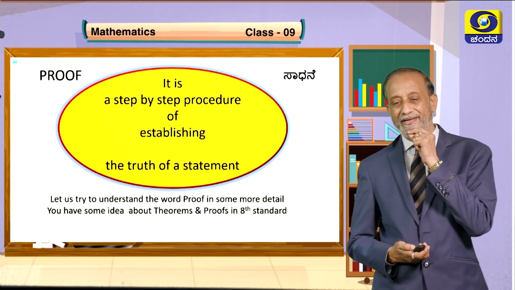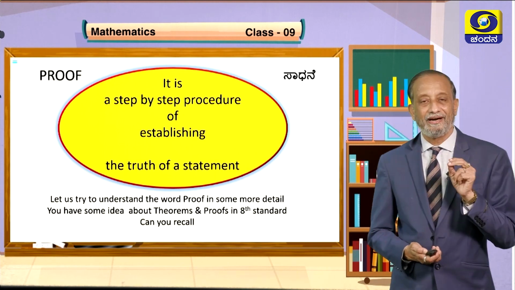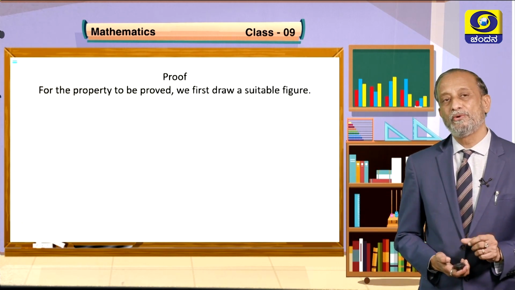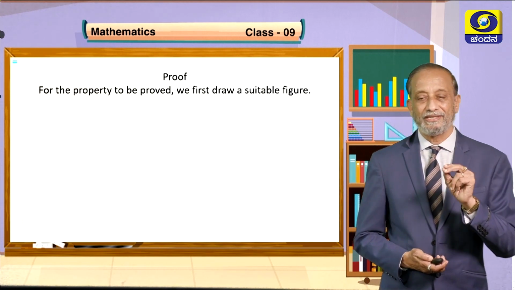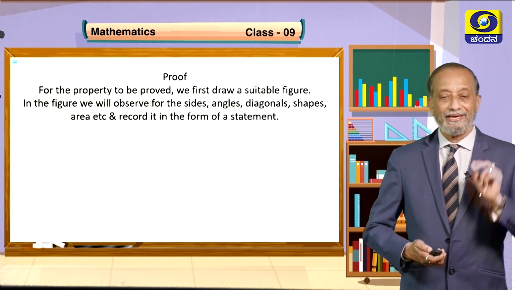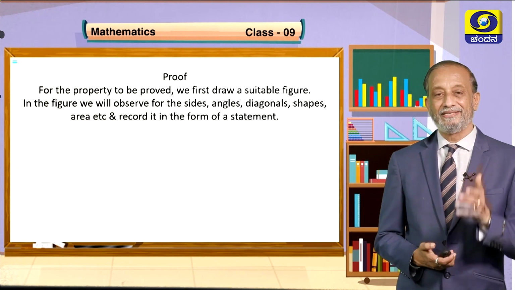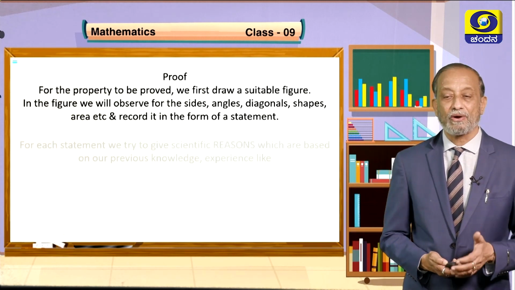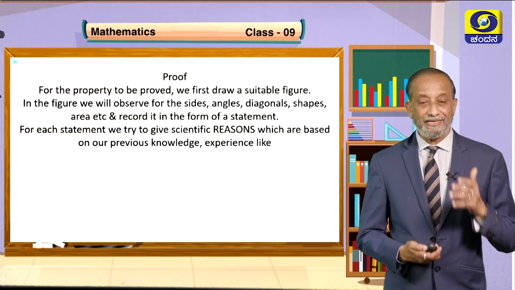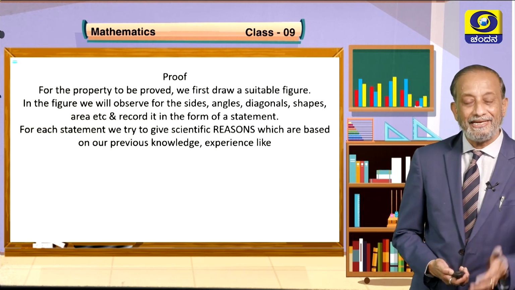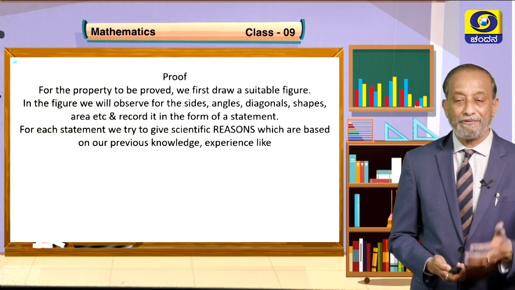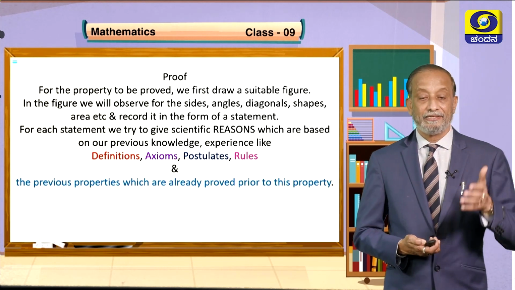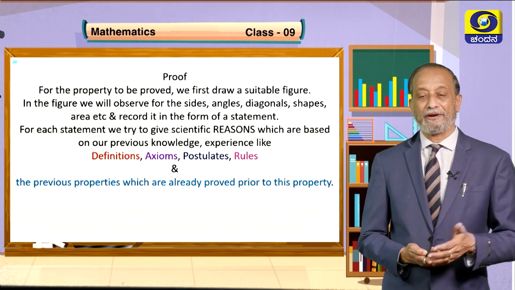You have some idea about theorems and proofs in 8th standard. Is it possible to recall, friends? Okay, here it is. For the property to be proved, we first draw a suitable figure using a scale, compasses, protractor, etc. In the figure, we observe the sides, angles, diagonals, shapes, area, etc. and record it in the form of a statement called given or data. For each and every statement, we try to give scientific reasons which are based on our previous knowledge and experience, like definitions, axioms, postulates, rules, and the previous properties which are already proved prior to this property.